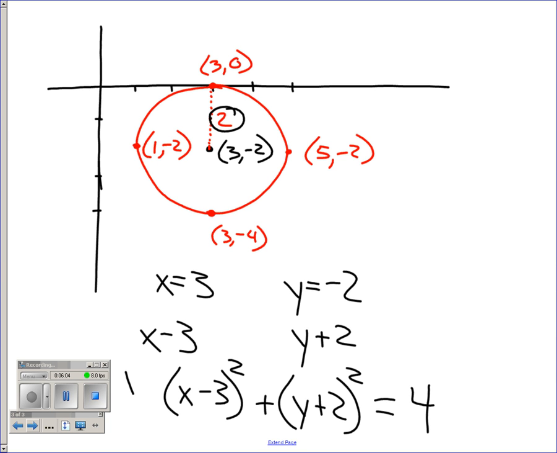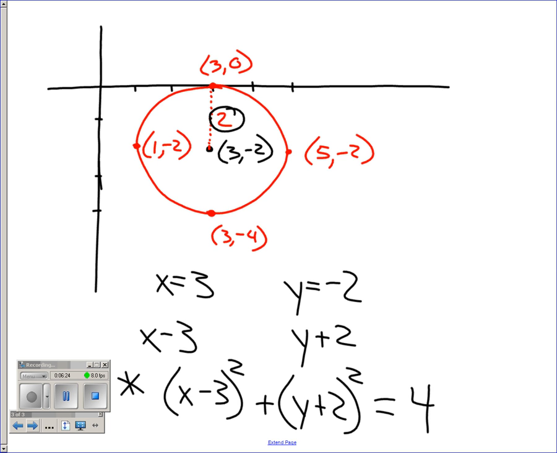This is the standard form of a circle when they give us the center, and they gave us indirectly the radius. They didn't tell us, oh, the radius is 2. We had to figure that out by saying, okay, I've got to go from that point 3, negative 2, up to the x-axis, because that's where it's going to be tangent, right?